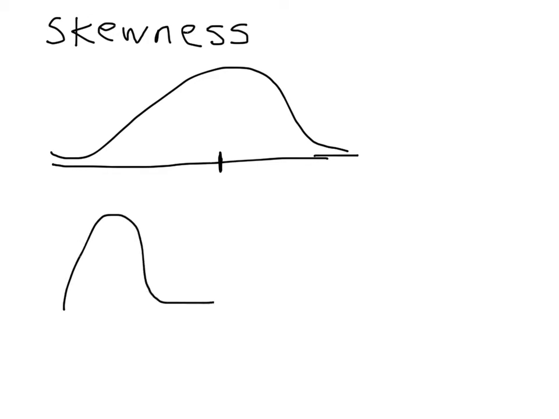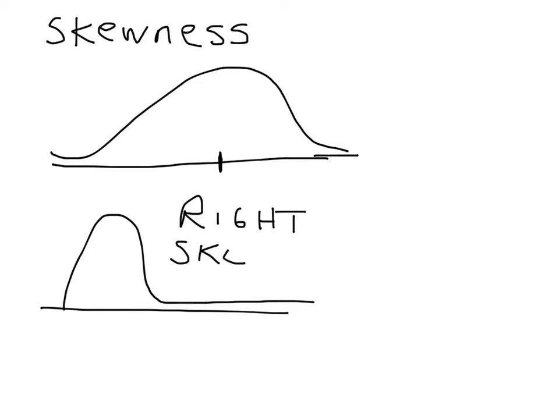Sometimes it has the bump on the left. Now when it has the bump on the left, we say that it is right skewed. It's actually the opposite. When we have the bump on the right, we say that it is left skewed.